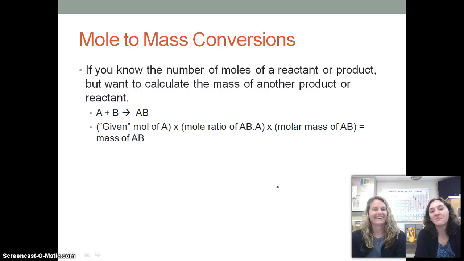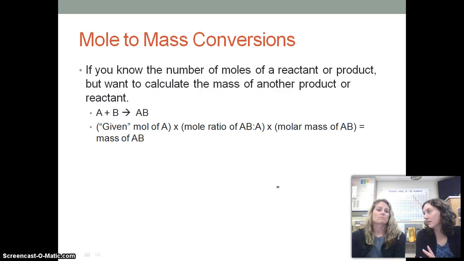All right, let's talk about mole to mass conversions. So now we're going to go one step further from mole to mole. So you are going to, again, balance. Okay. And now if you have the number of moles of a reactant or product, but you want to calculate the mass of another product or reactant, you're going to use this. So always start with your given. We're going to, again, go from A to AB. So we're given the moles of A. We are going to do the mole ratio of AB over A. Okay. Then we're going to multiply by the molar mass of AB.